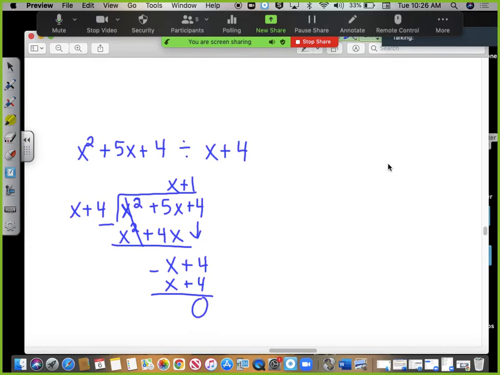The remainder is 0, which means that this answer, was the other answer x? Oh, it was x minus 1, the other one. This answer is x plus 1.